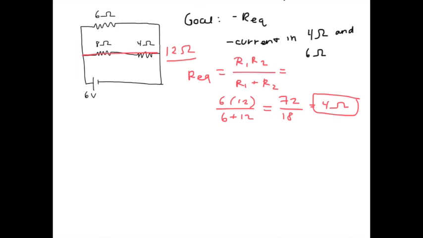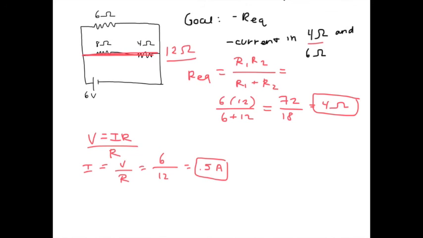Now we want the current in the 4 ohm segment. So we'll use our equation V equals IR. We can rearrange the equation because we're solving for current, so we'll divide by resistance to find that the current will be equal to V divided by R. Now we plug in the value of the battery, which is 6 volts, and we'll use the resistance across this entire segment of the circuit, so 4 plus 8, which is 12. 6 divided by 12, we get that the current is 0.5 amps.